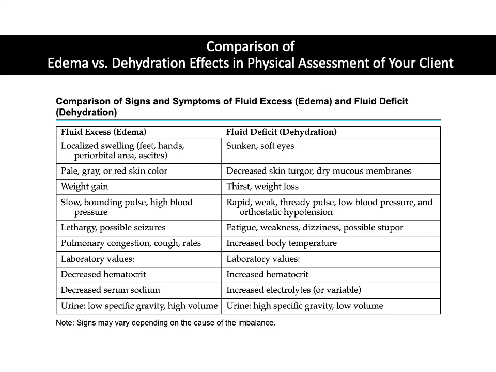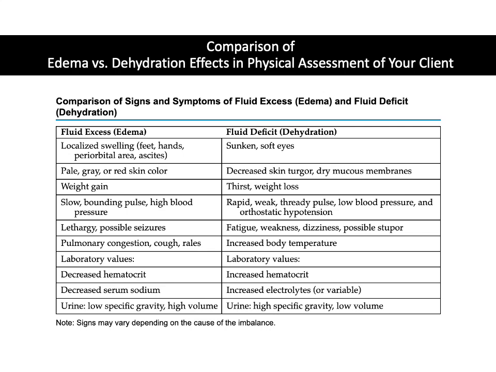You can see an individual get seizures from being too overloaded. You'll see some pulmonary congestion. Not only will you hear coughing, but you'll hear crackles and rales. And as far as the laboratory values you should be familiar with, hematocrit values are decreased. You see decreased sodium levels because there's more volume of water compared to the particles of sodium. And then as far as our urine, you'll see low specific gravity and high volumes of fluid.